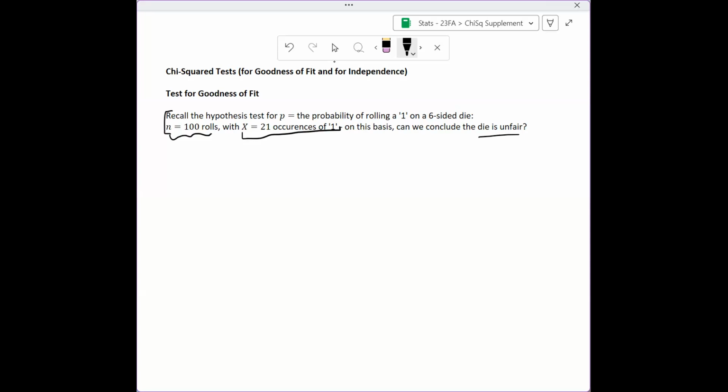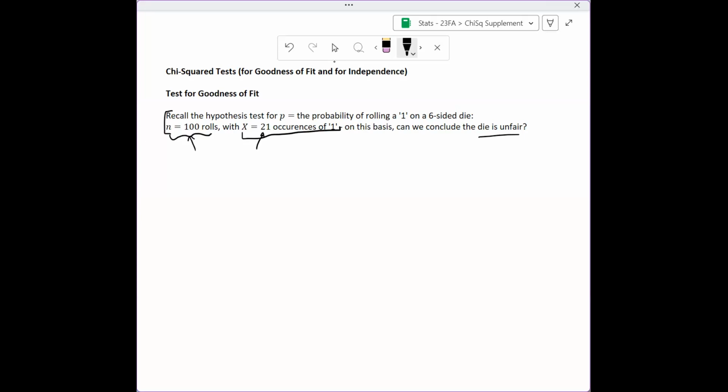If we got exactly the right number of ones, that would make us happy. But of course, 1/6 of 100 isn't even a whole number, so we can't get exactly 1/6 of the rolls being ones. So there's going to be some sampling error. What's a tolerable error?